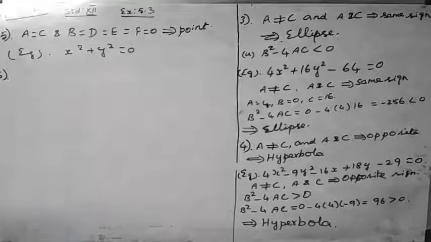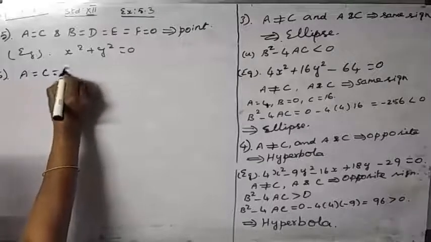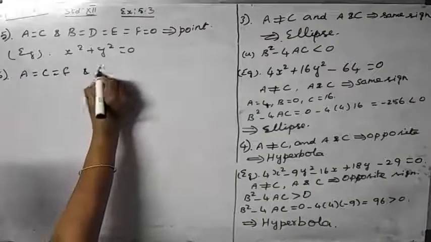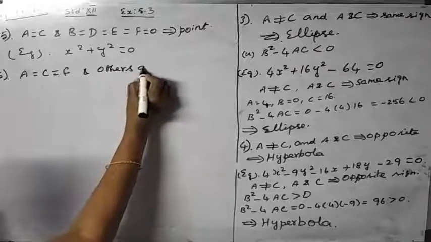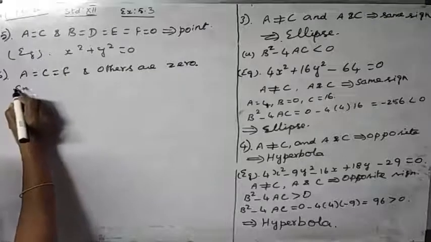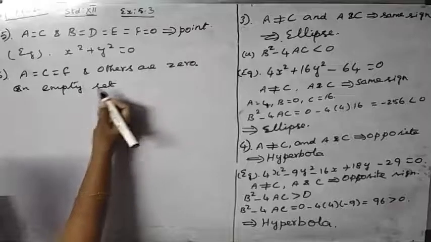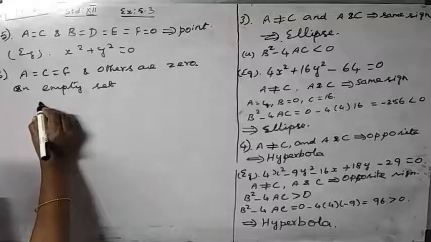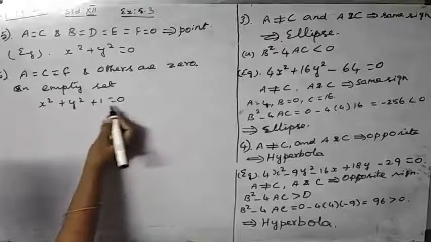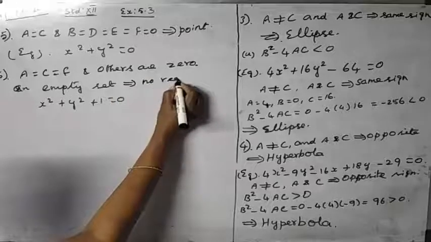Then the sixth condition, if A equal to C equal to F, மற்றதெல்லாம் 0 இருந்துச்சுன்னா and others are 0, then it is an empty set. So that is no real solution. So x square plus y square plus 1 equal to 0. Minus 1 ன்னு வரும். So no real solution.